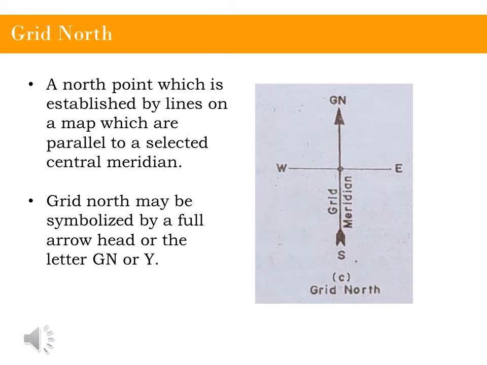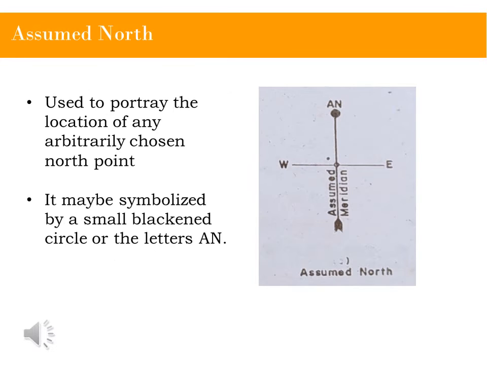Grid north is a north point which is established by lines on a map which are parallel to a selected central meridian. Grid north may be symbolized by a full arrowhead or the letters GN or Y. Assumed north is used to portray the location of any arbitrarily chosen north point, and it may be symbolized by a small blackened circle or the letters AN.